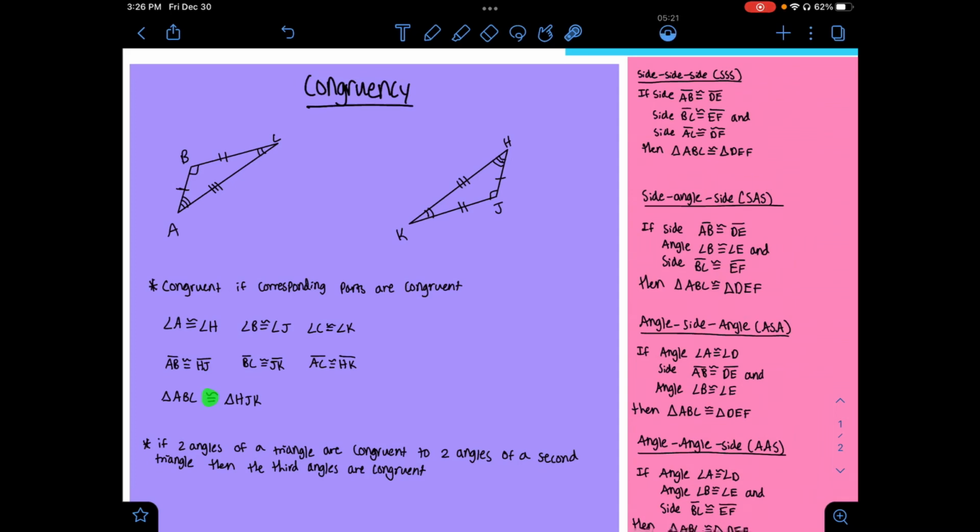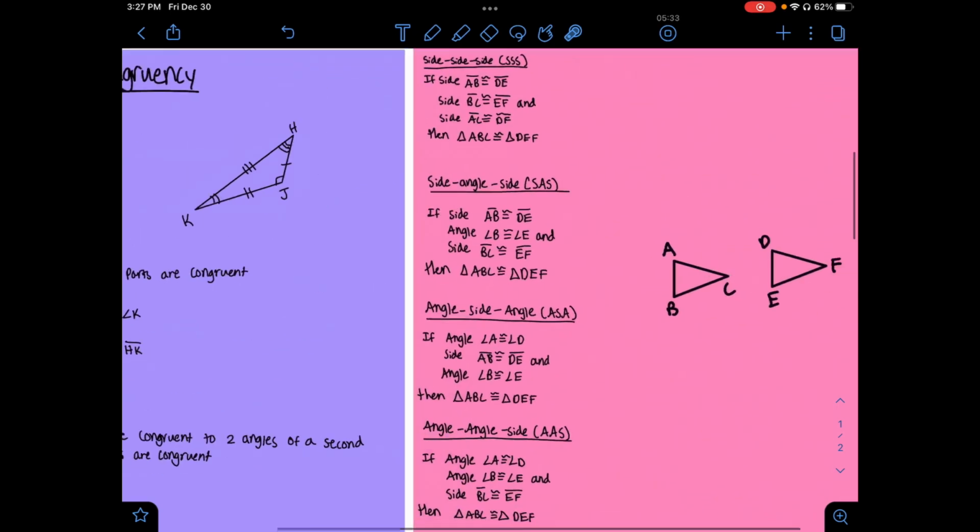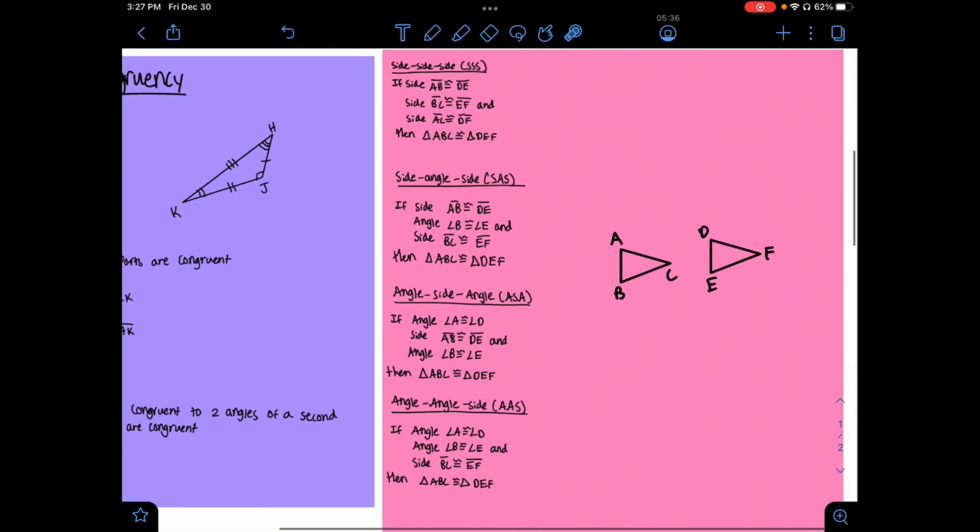And this symbol right here means congruent. So all of these symbols here mean congruent. If two angles of a triangle are congruent to two angles of a second triangle, then you automatically know that the third angles are congruent. Okay, now we're going to discuss how to determine if triangles are congruent.